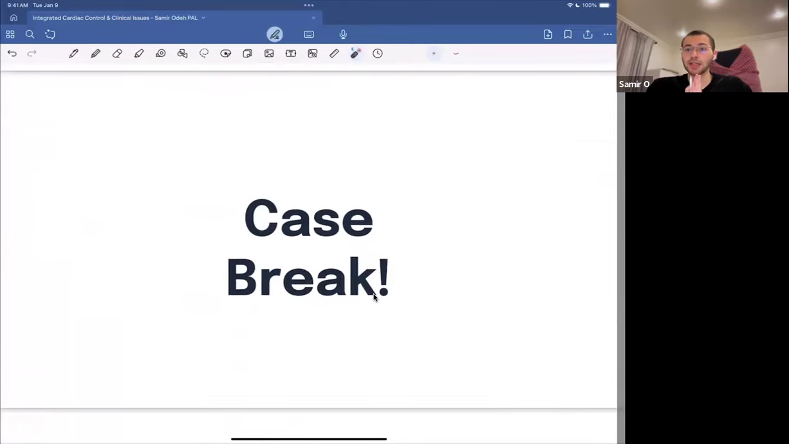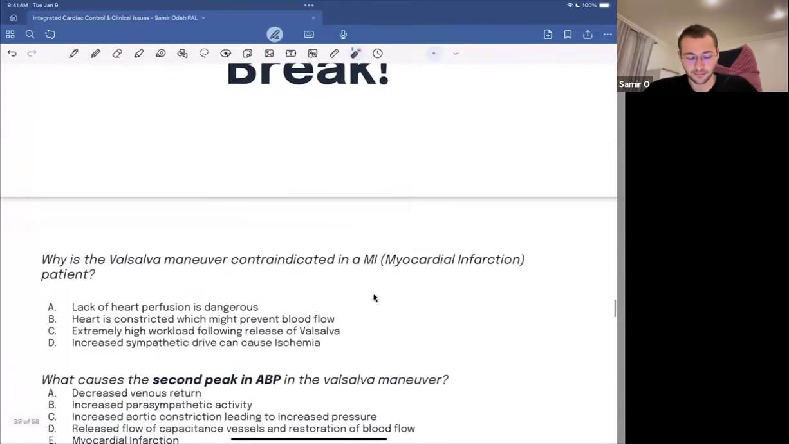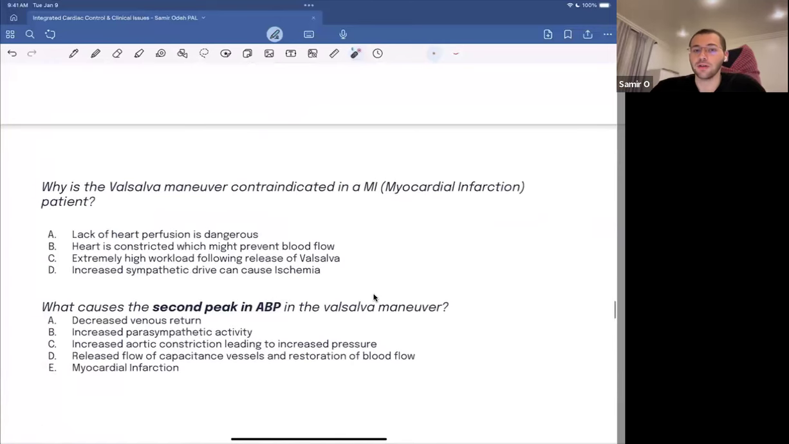Now, let's apply what we learned. Why is the Valsalva maneuver contraindicated, which means not advised to be done, in a myocardial infarction patient? Can someone answer this for me?